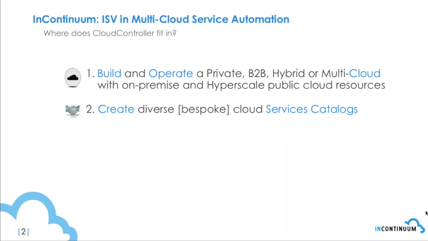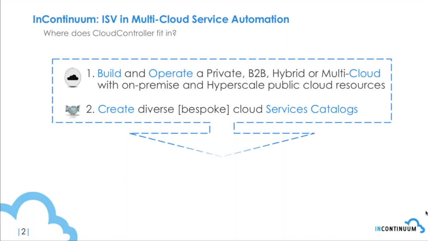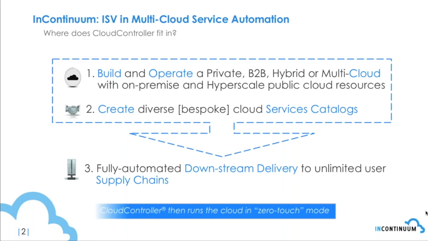So the service objects that you can build into service catalogs might consist of virtual machines, server resource pools, containers, platforms, and shortly in the future in our product, application tiers or monolithic applications. Once you've done these first two steps, you make them available to supply chains in your product. Your supply chains are basically distribution channels that you set up for delivery of the service objects to the intended cloud user. Once these three steps have been completed, CloudController runs your cloud in a zero-touch mode.